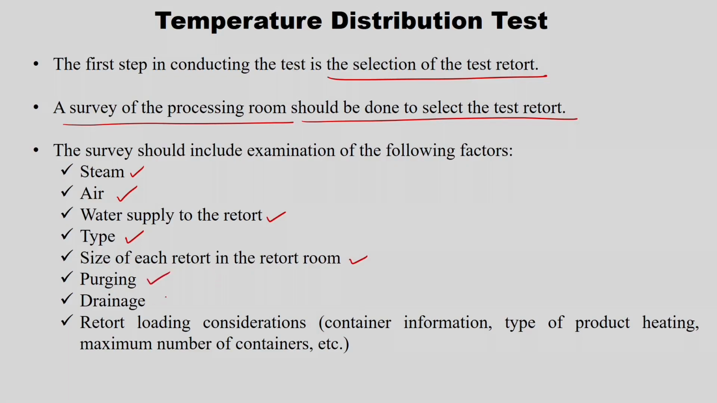And purging and draining, whether a proper system is employed, and retort loading conditions, the container information, which type of product we are going to heat, and the maximum number of containers in the retort. So, this we have also seen. There are certain regulations employed for the container size as well as the retort size. Based on the size of the container, we can fix the number of containers in each retort. There are standard sizes, which are nothing but good manufacturing practices, which you may like to refer to.